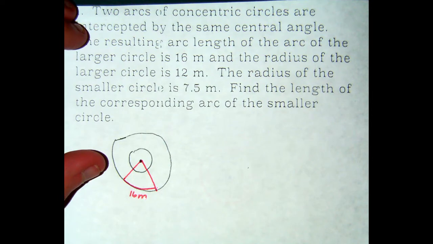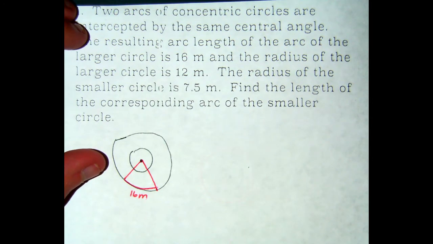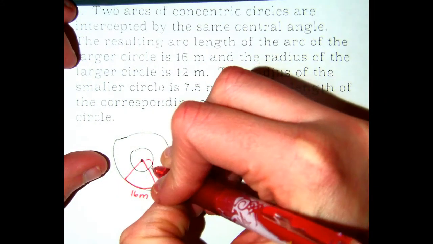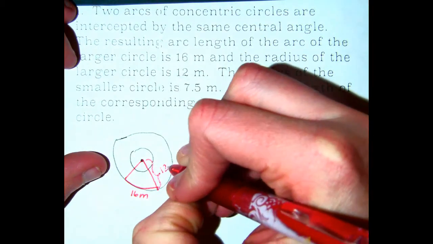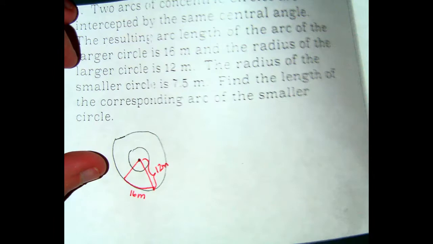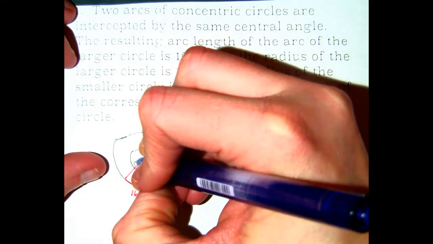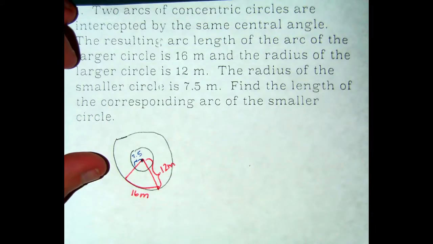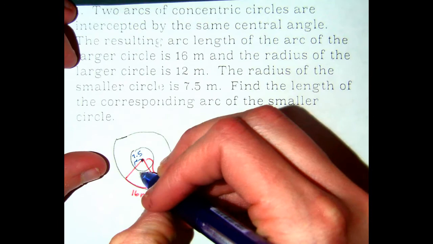I don't know yet. We don't know if it's half. We know it's proportionate, we just don't know if it's half. And the radius of the larger circle is 12. This is 12. The radius of the smaller circle, this, is 7.5, which means it's definitely not half. Find the length of the corresponding arc. We want to know what this is.